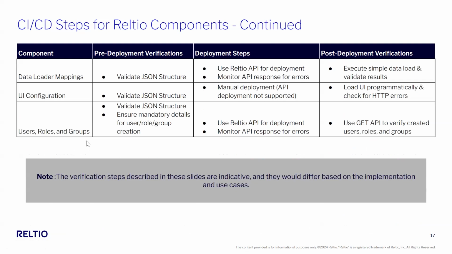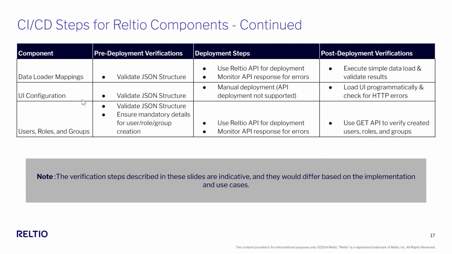The three more components, data loader mappings. Here again, you can use the Reltio APIs to deploy the data loader mappings and monitor for any errors. You can also execute a simple data load using any sample file as a proposed deployment verification, and you can validate the results. Of course, if it is production, you cannot do all of it. Even if you're doing it, you have to delete what you have loaded, right? So you have to keep that in mind.